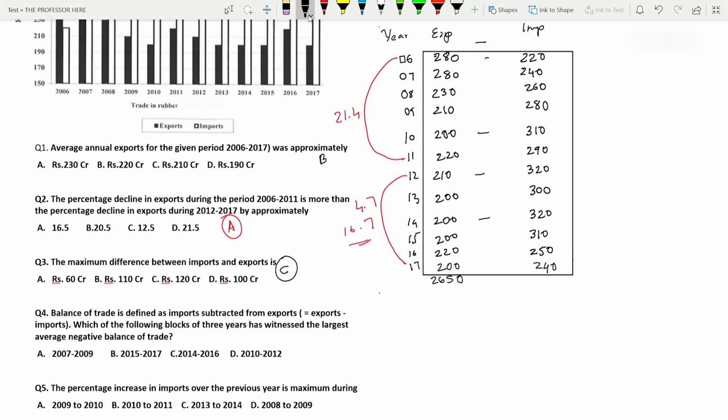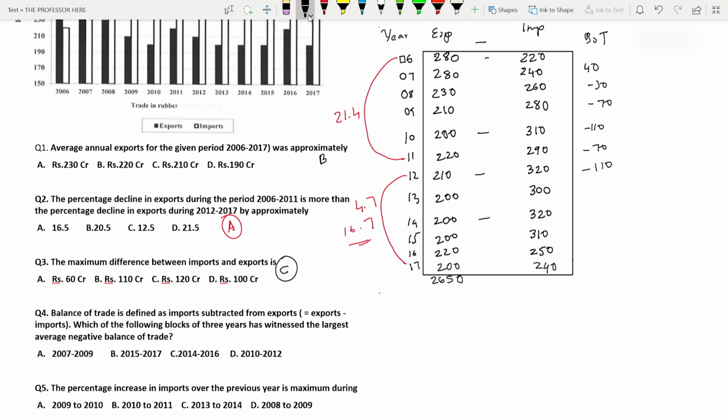So I have cleared some part to write the balance of trade, BOT. From 2007 to 2009, export minus import in 2007 is 40. In 2008 it is minus 30. In 2009 it is minus 70. Next in option D, 2010 to 2012: minus 110, minus 70, minus 110.